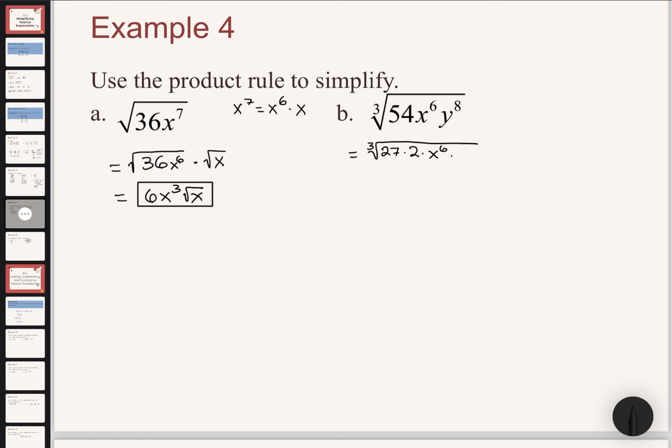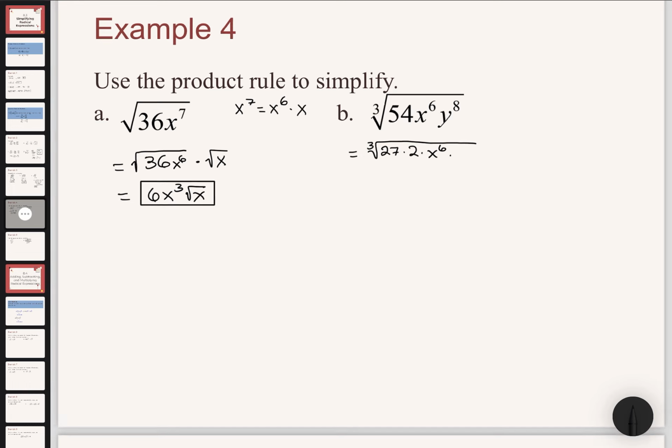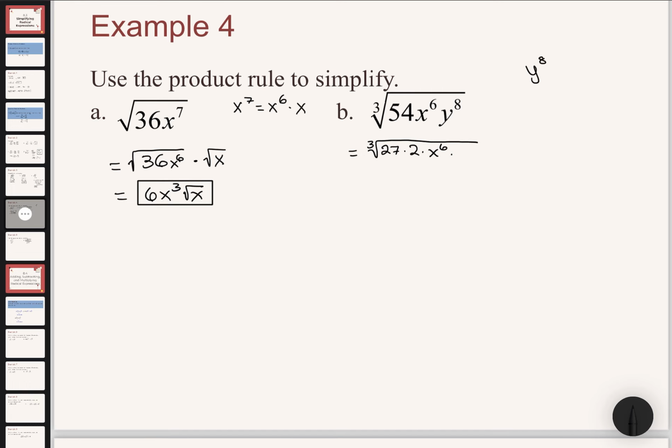y to the 8th, well, 8 is not a multiple of 3, so I would like to split y to the 8th up into 2 factors. What number is less than 8 but is the largest multiple of 3? Well, 6 would have to be that number. So I'm going to split this into y to the 6th times y squared.